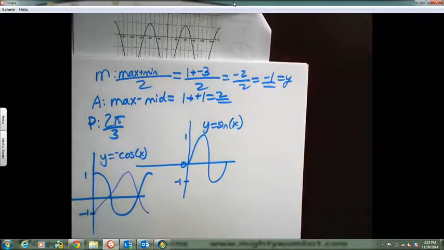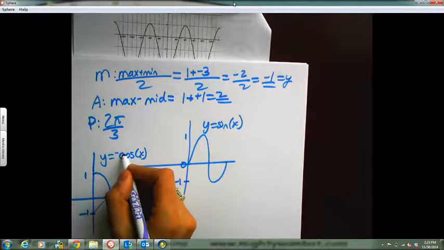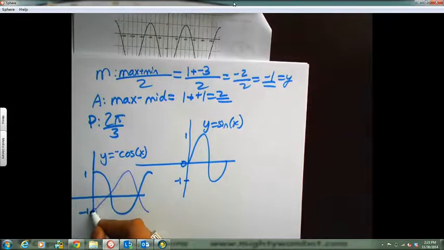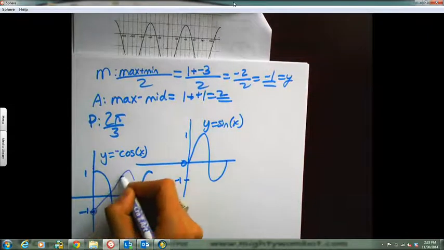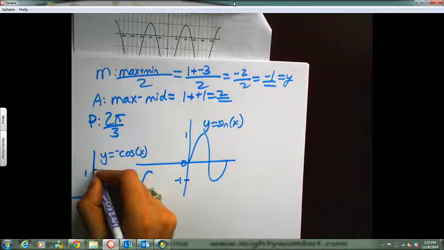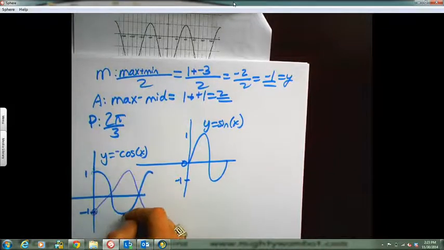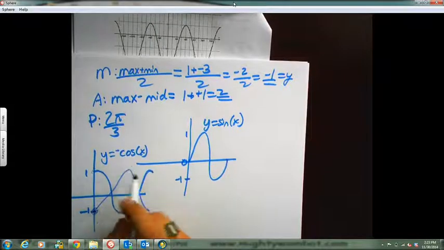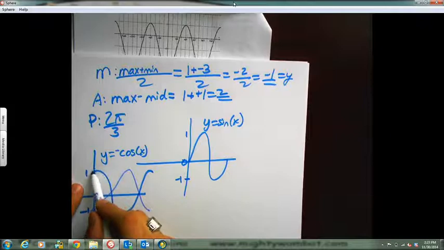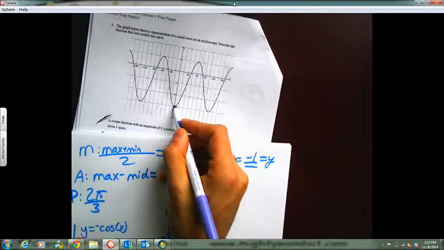So in other words, negative cosine starts at the minimum and goes up. Positive cosine, which is in blue, starts at the maximum and goes down. What does our graph do? Starts at the minimum and goes up. Therefore, it must be negative cosine, amplitude of 2, period of 2 pi over 3, and the vertical shift, which I already explained, down 1 unit.